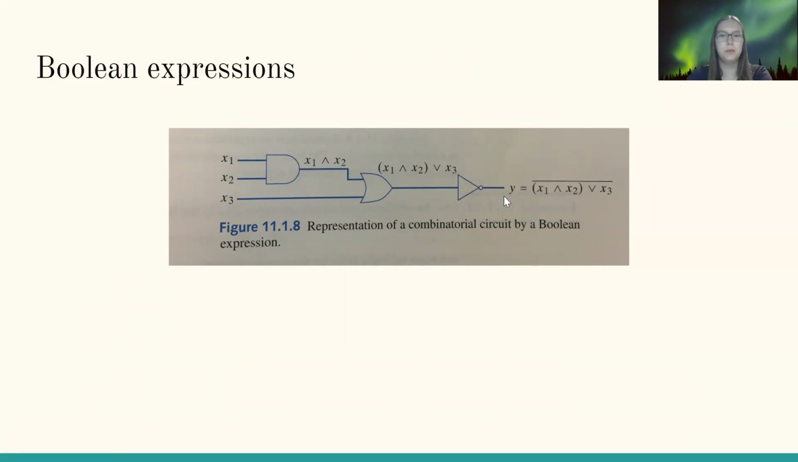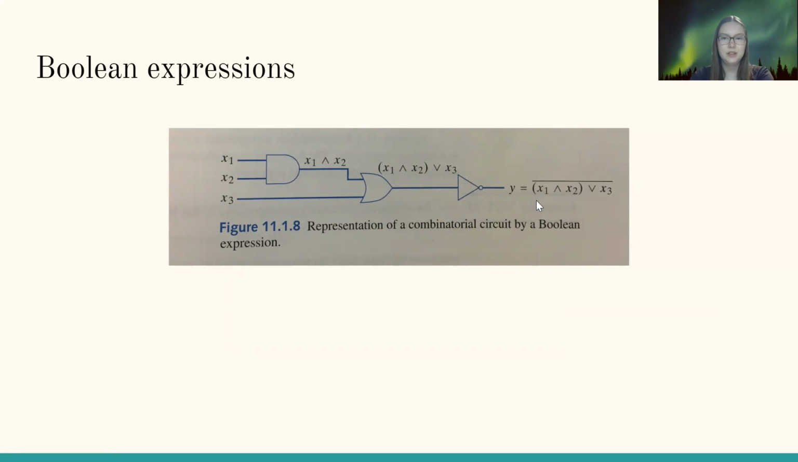So some problems in the book just give you a Boolean expression. You don't even see the circuit at all. And one cool thing about this is that we can directly use the Boolean expressions to create those logic tables. So some book problems have you do that as well. I personally really enjoyed the visual part of following the numbers through the circuit, but this is also interesting.